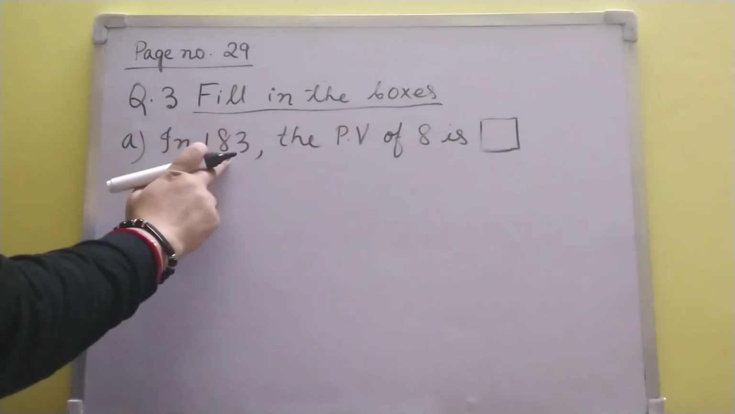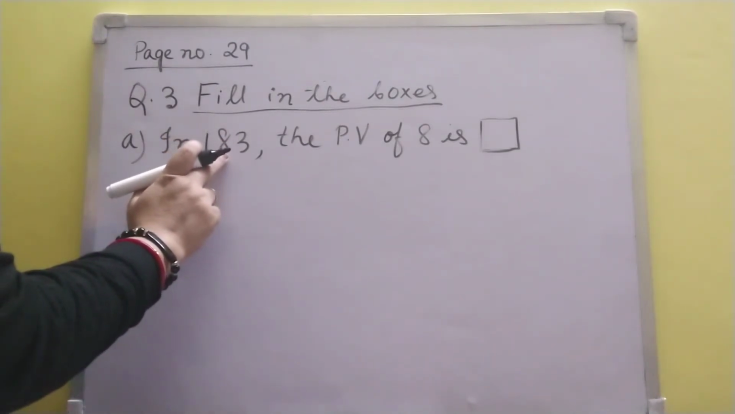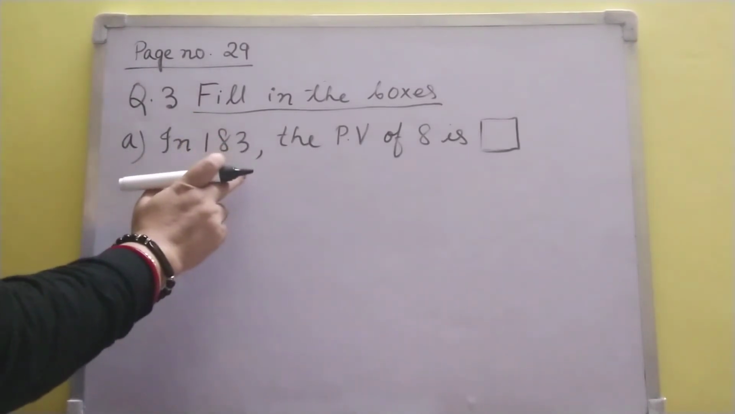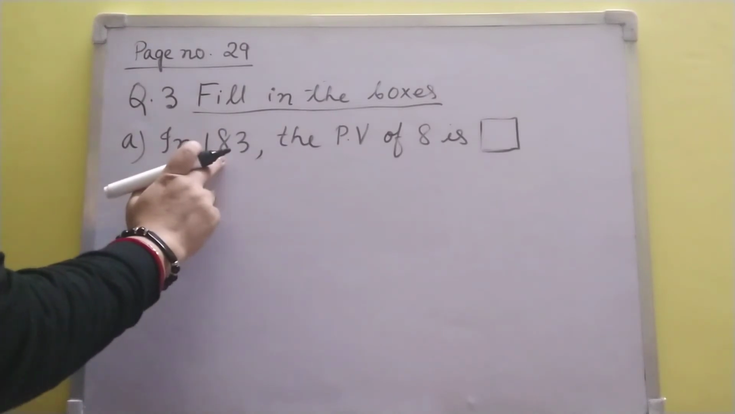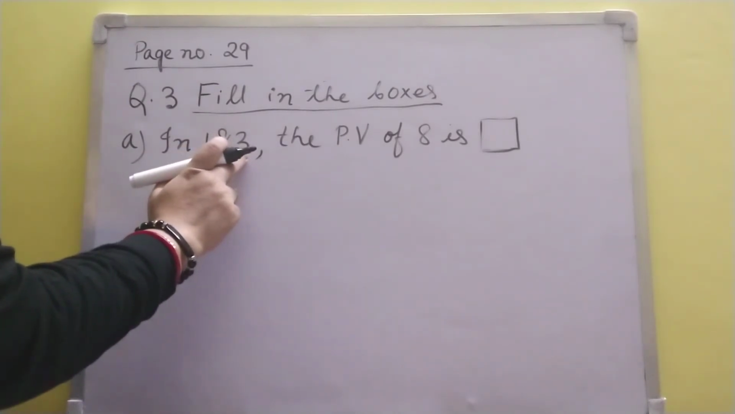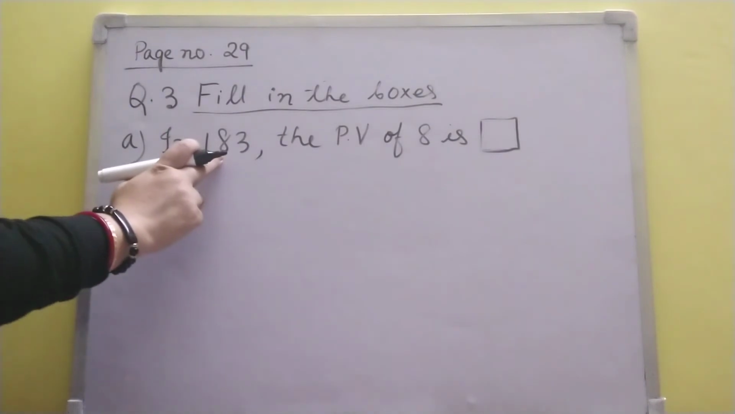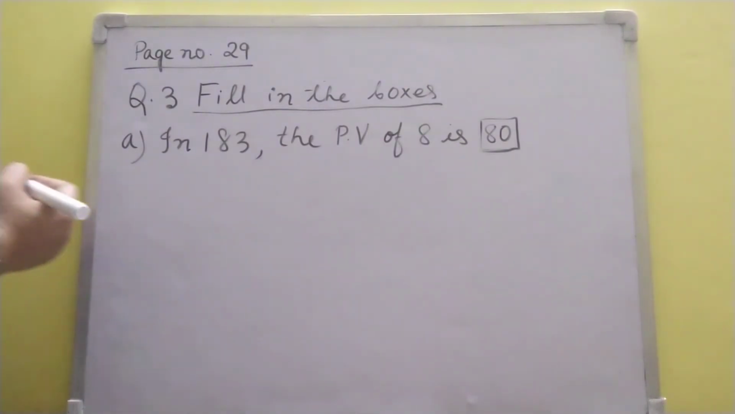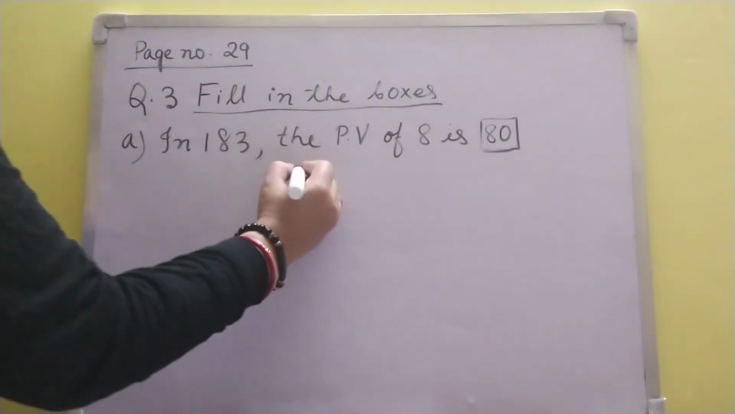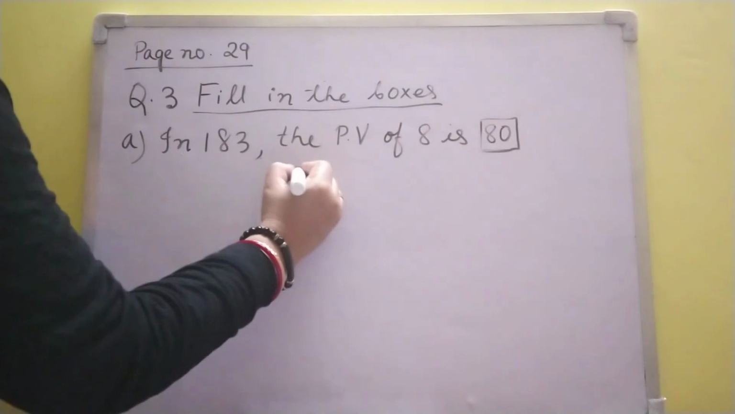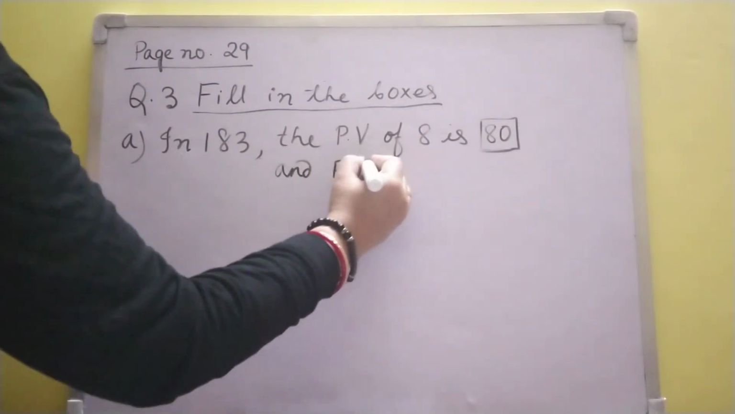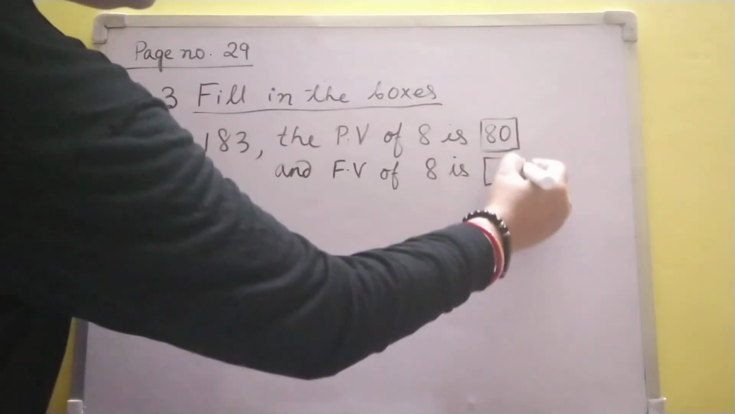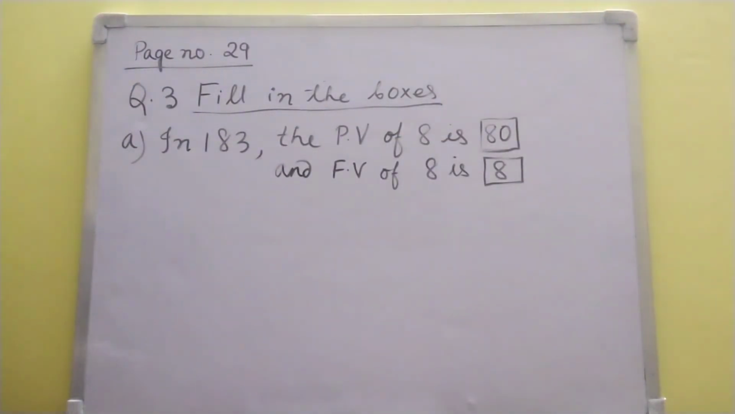We have to always notice its face value first. Face value is 8. And now multiplied by the place it occupies. So the tens place means 10. So 80. And the face value of 8, face value you know is always the same, so it will be 8.